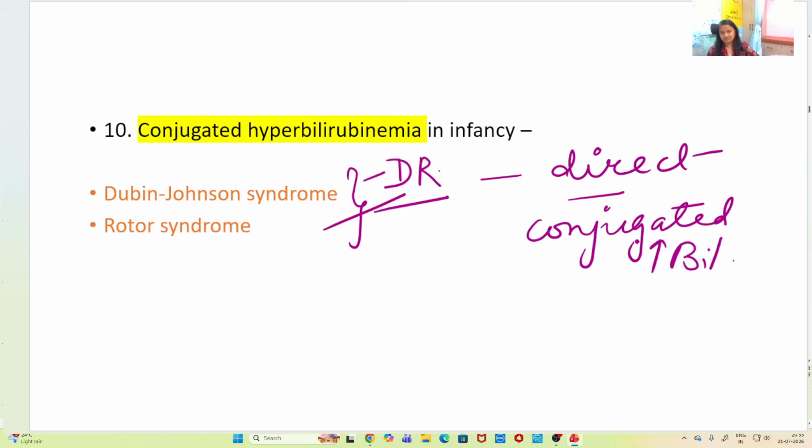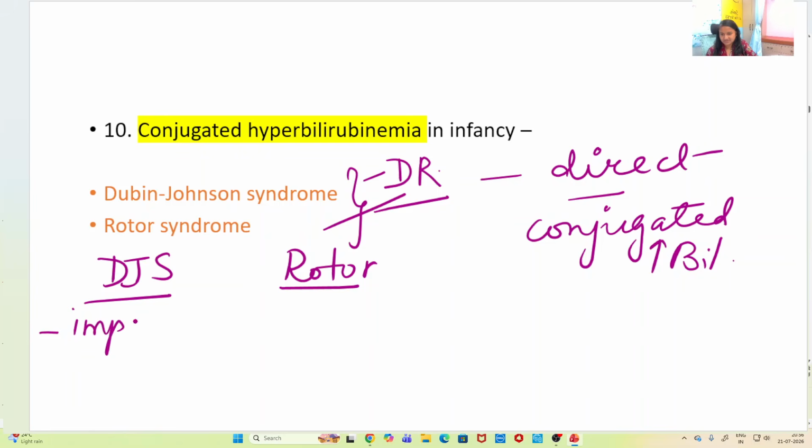Again, Dubin-Johnson syndrome and Rotor syndrome. What is the primary difference in this? You should know the basics. Dubin-Johnson syndrome is basically impaired excretion.